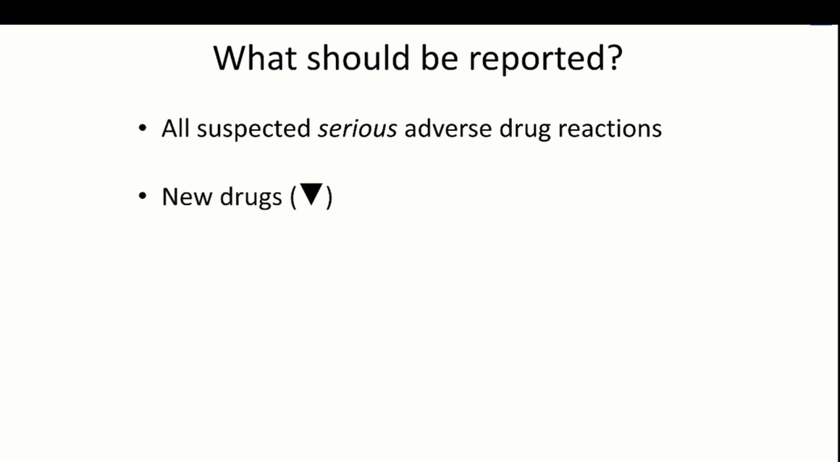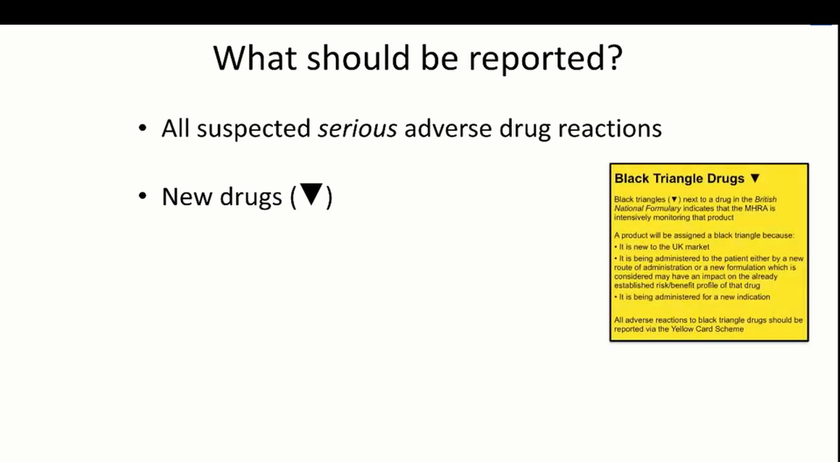The MHRA's surveillance of adverse effects of new drugs is more intensive. For such medicines, an inverted black triangle is shown against the name of the medicine in the summary of product characteristics and in the British National Formulary. Any adverse event suspected to be associated with black triangle drugs should be reported. Drugs are under intensive surveillance typically for a couple of years, after which the black triangle denotation is removed. If there is a doubt about the risk profile of a medicine, then the black triangle status is retained for longer or sometimes reinstated.